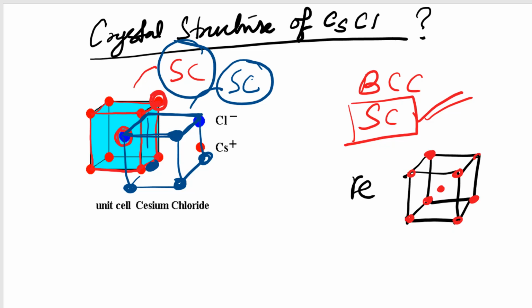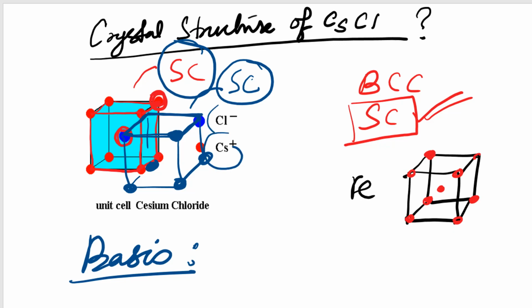Now here, what is the basis? Basis basically represents the number of types of atoms which are being occupied in a unit cell. So here the basis will be what? One is cesium and one is chlorine. So basis will be 2. But what is the basis in the case of pure iron? It is 1, because only one type of atom is there. Okay, so you can understand this difference also in the basis.